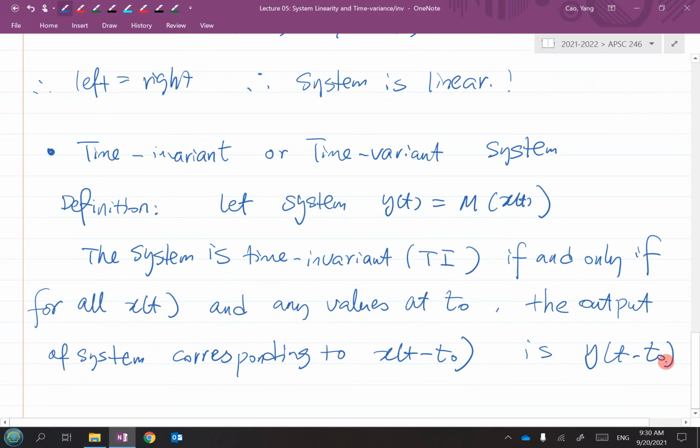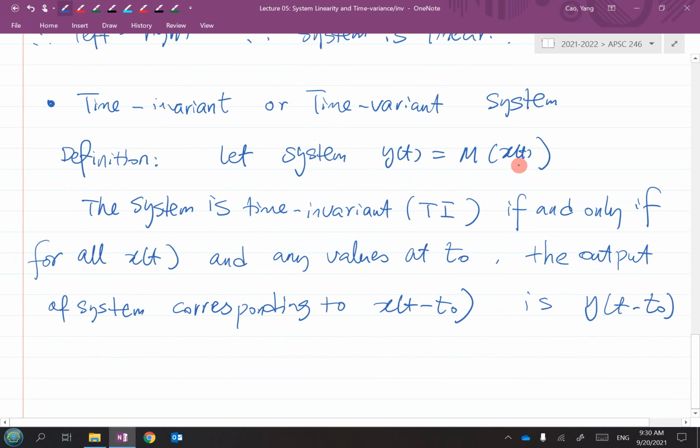That's the end of this definition. Okay, so let's read it again and then understand a little bit about what exactly is going on here. First of all, we all know the current input is x of t.